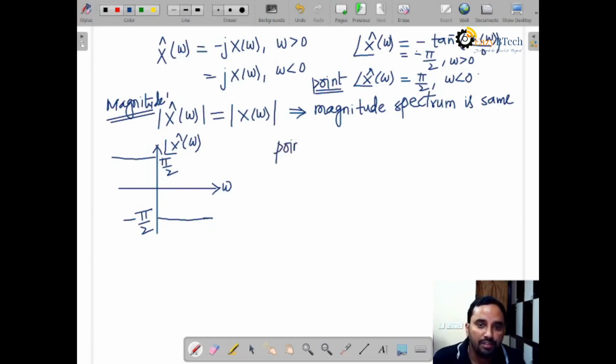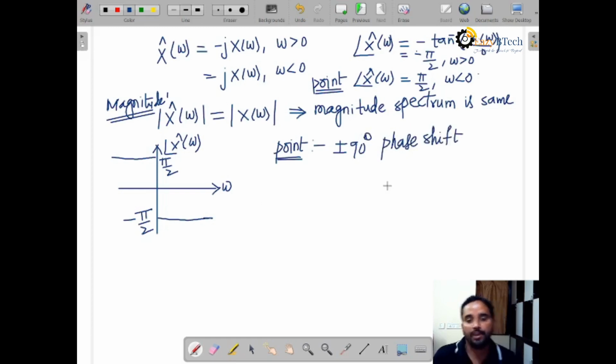So here the point is, the Hilbert transform provides plus or minus 90 degrees phase shift. When plus 90 and when minus 90 depends upon the signal frequency. If signal frequency is positive, minus 90. If signal frequency is negative, plus 90.